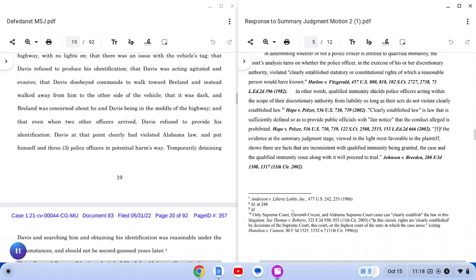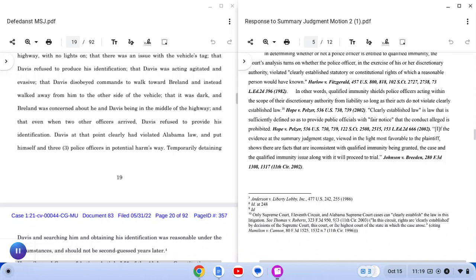Let's see. Only Supreme Court, 11th Circuit, and Alabama Supreme Court cases can clearly establish the law in this litigation, in my particular lawsuit, because this happened in Alabama. I'm litigating the case in a U.S. District Court in Alabama. The U.S. Court of Appeals for the 11th Circuit is the federal appellate court for the U.S. District Court in Alabama. And everybody know, y'all already know this stuff. I shouldn't even have to explain this to you. Y'all should get it just by me telling y'all that.